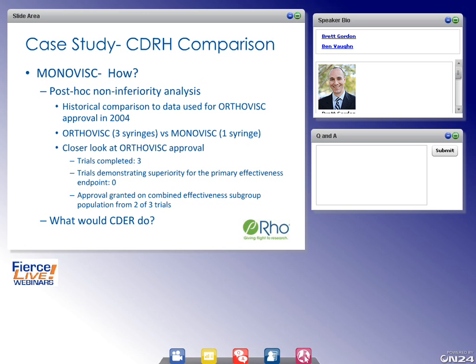This is really a rhetorical question, because obviously this probably would not have gotten approved if it were going to CDER. But hopefully after listening to today's talk, you all now have a better understanding of the requirements for analgesic development under FDA's new guidance document.